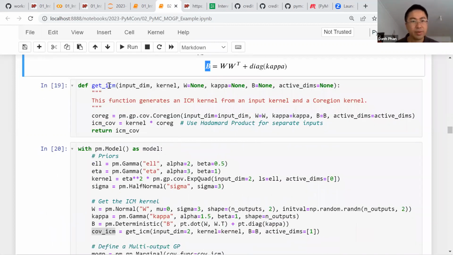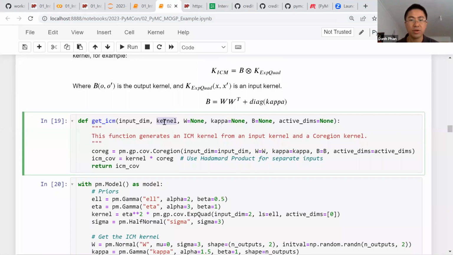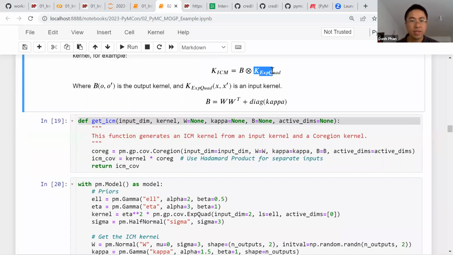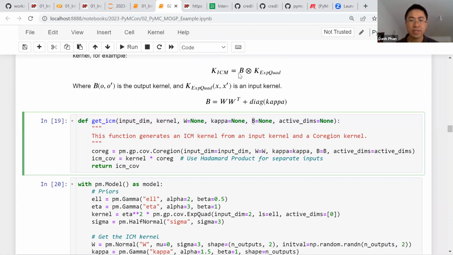Here we create a get ICM function. Basically, it takes as input the kernel, this one, and the B matrix, this one. And from that we can calculate the Coregion kernel using B, or if you don't have B, you can input W or kappa here. And then here we calculate the ICM covariance using the Hadamard product of those two kernels.